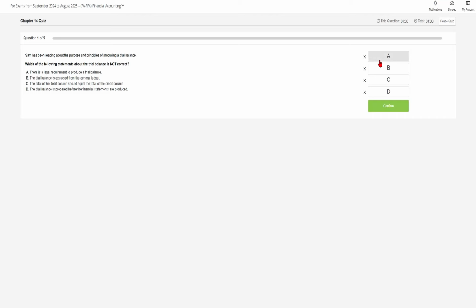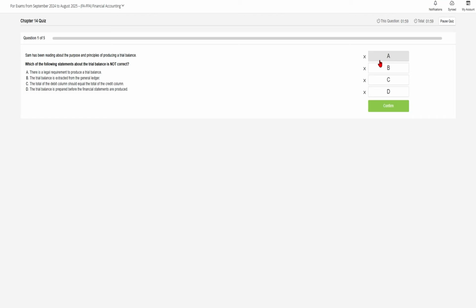But let's understand what the other statements are saying. B: trial balance is extracted from the general ledger. Yes, this is correct, because in the trial balance we list every ledger account. All the ledger account balances are listed in the trial balance at a particular date, so it's correct.